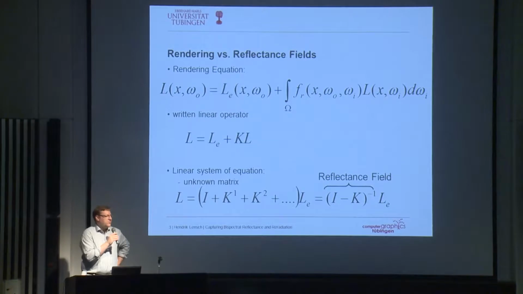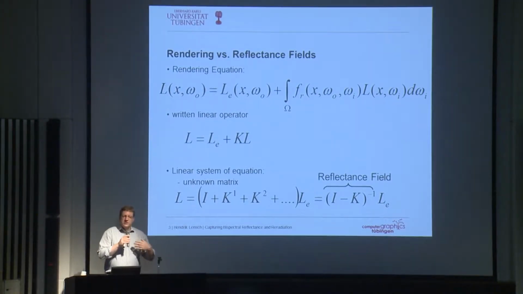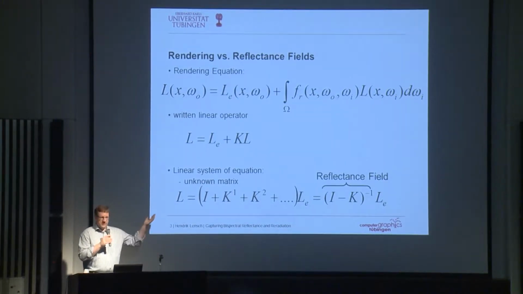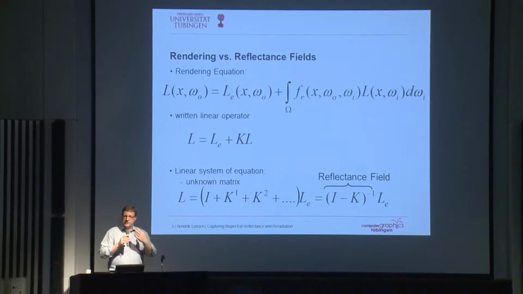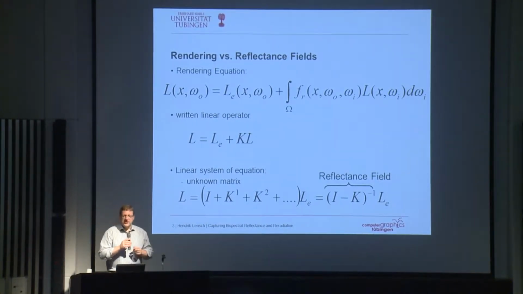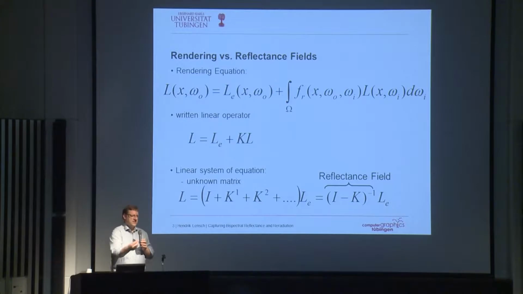In computer graphics, there is a famous rendering equation you see up there, which describes that the light leaving a point X into a direction omega O corresponds to the light that is emitted, LE, into that direction, plus all the light that's reflected at the point, collecting all the light from all incoming directions, reflecting it towards the outgoing direction.